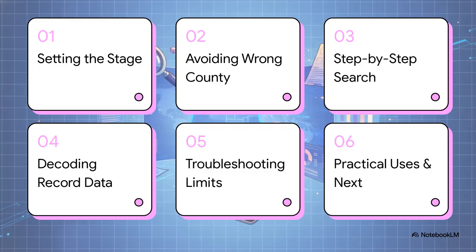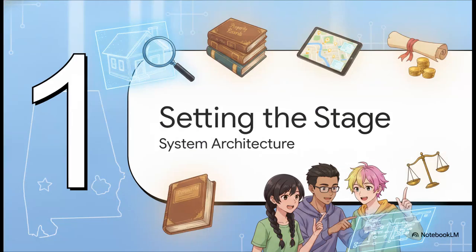Okay, let's dive into this. Here's our masterclass roadmap for today. We're going to set the stage, make sure we're avoiding the wrong county, walk through a step-by-step search guide, decode that property record data, troubleshoot system limits, and wrap up with some practical uses and next steps. Right, let's get into section 1, setting the stage, system architecture.